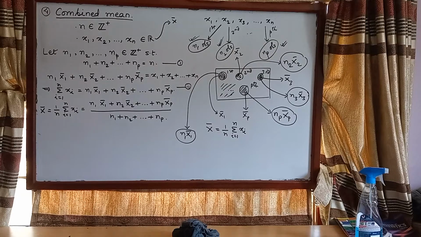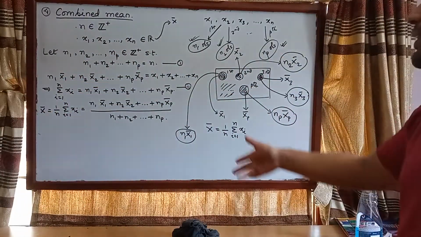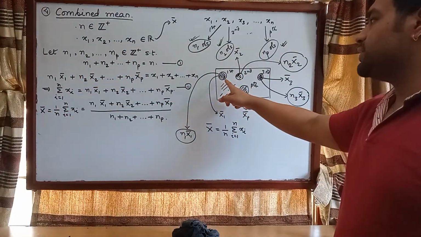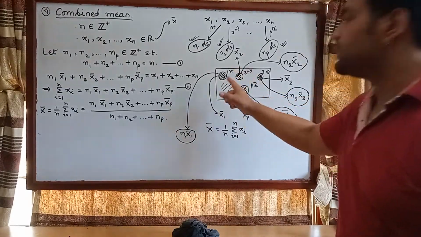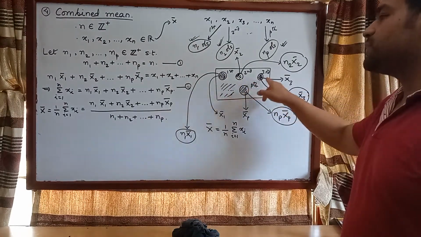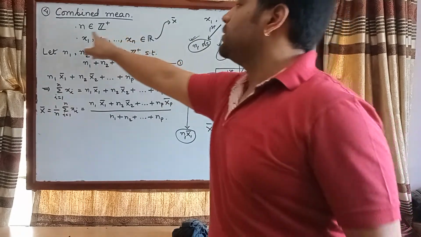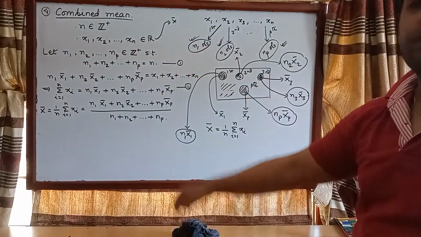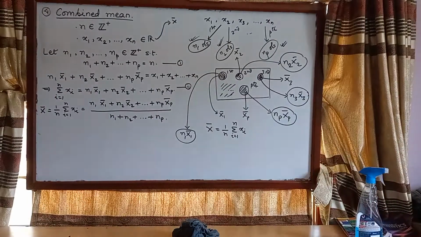Now, why is this called the combined mean? We are given a data set which has been divided into mutually exclusive classes, and we are combining the means of the values in each of these groups to get the actual mean of the given observations. That's why we call it the combined mean. All right, this much for this video.